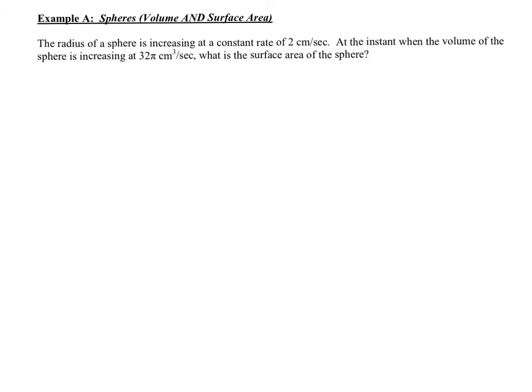For our first example, example A, we're going to be examining the sphere. Now, if you look at the notes we just took, you know that spheres have two potential formulas that could be used, either volume or surface area. So in order to figure out which ones we need, read the question. It says, the radius of a sphere is increasing at a specific rate, and then it says these words. At the instant when the volume of the sphere is increasing at a certain rate, they ask you what is the surface area of the sphere. So notice they use both, which means we're going to need both equations.